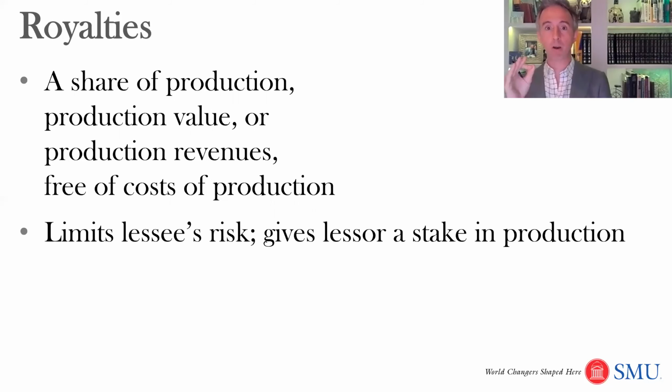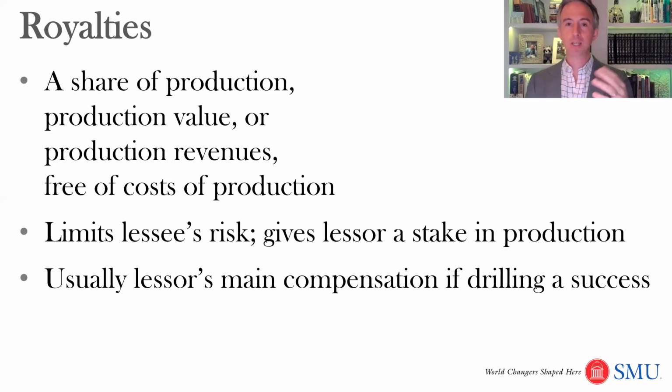For the lessor, the landowner, it gives the lessor a stake in production. So they love to see more production. You might think as a landowner, you don't want this oil and gas company coming on your land. If you have a royalty, you absolutely do want them coming. You say, come on, I want you on as quickly as possible, producing oil and gas so I get a bigger share. Usually, it's the lessor's main compensation under a lease.